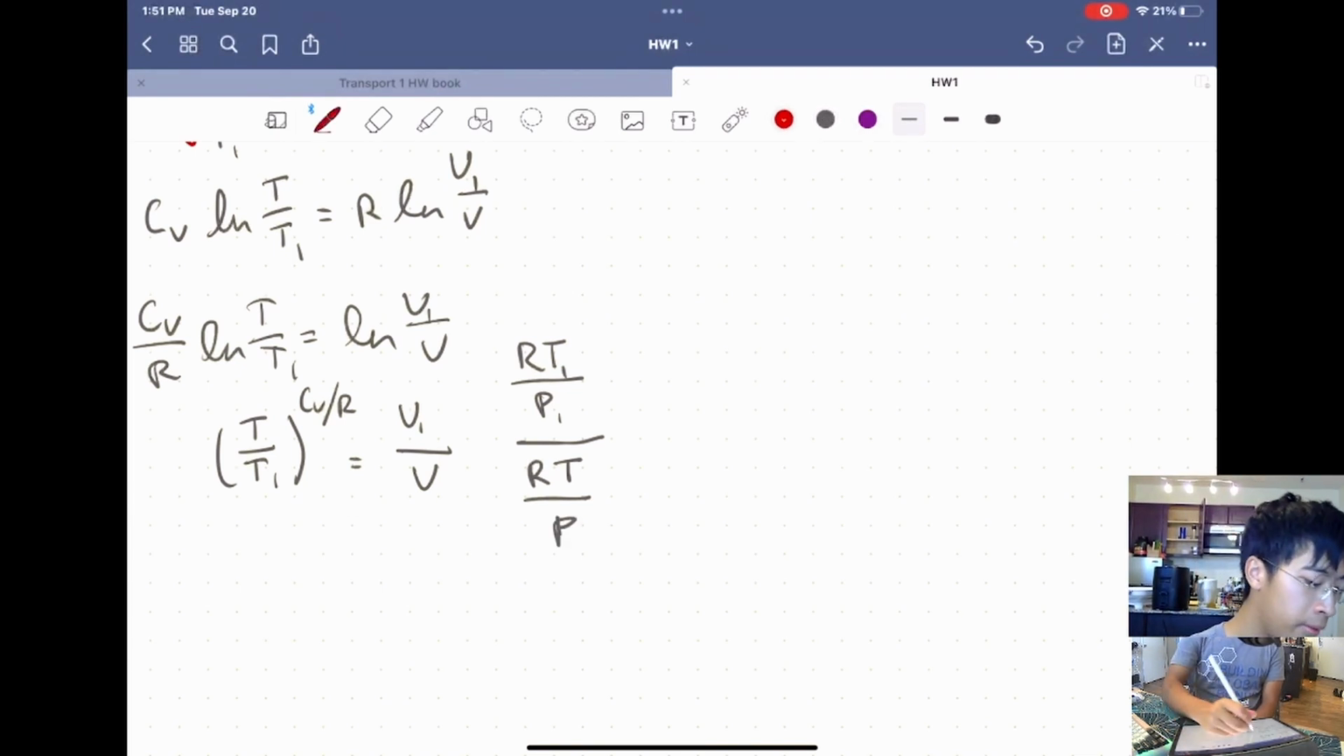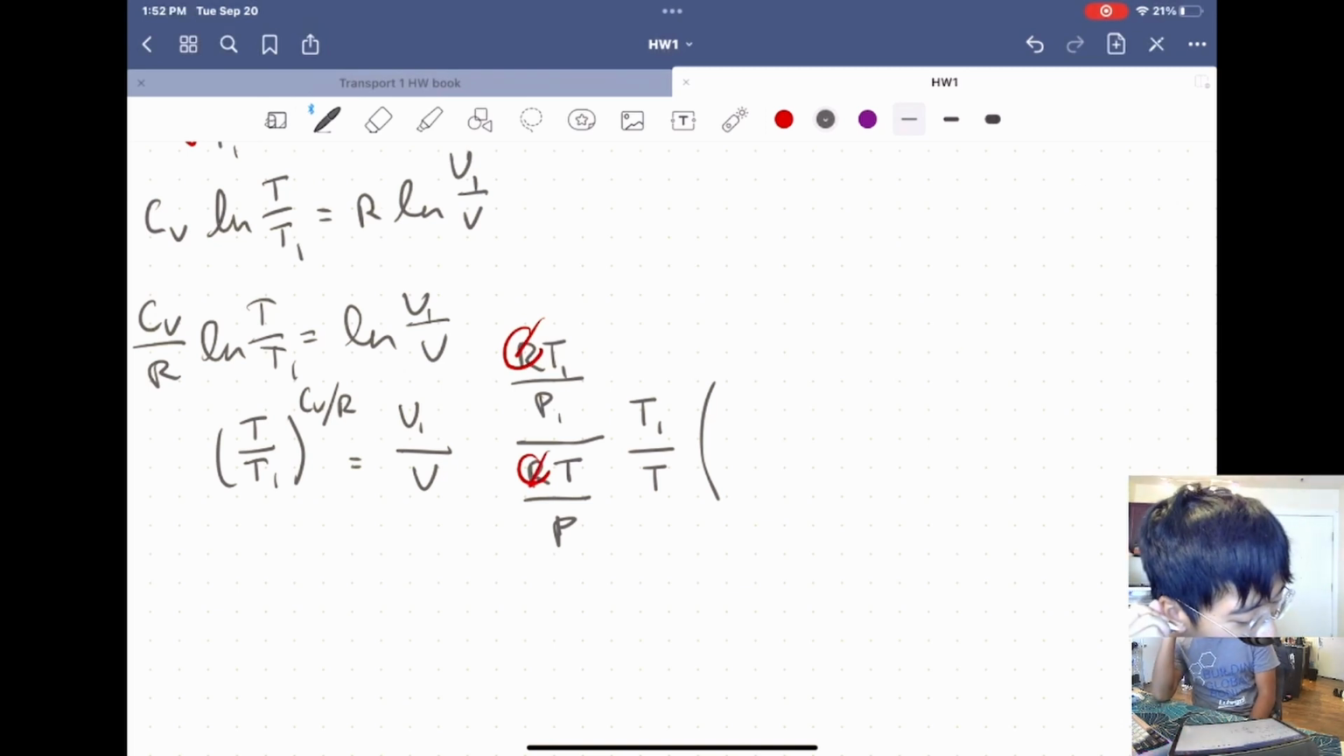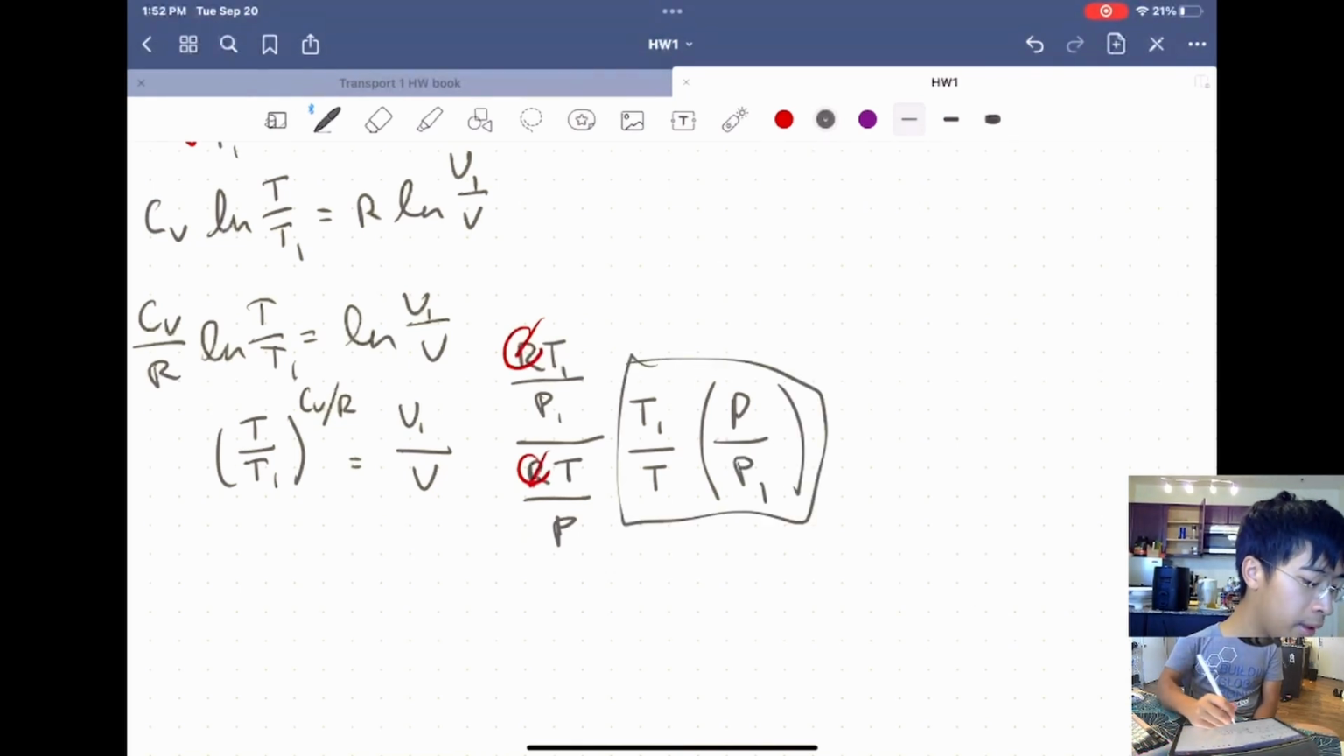So what do we find? Well, we find that R cancels out. We do some fraction work. We see that it's T1 over T multiplied by a known pressure. Actually, rather, I need to be careful with fractions here. It should be P over P1. Okay? So we have this.